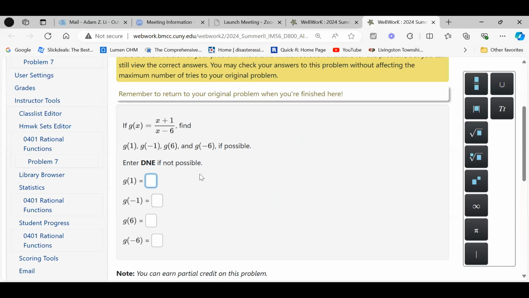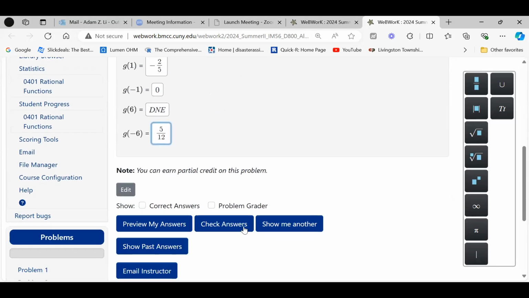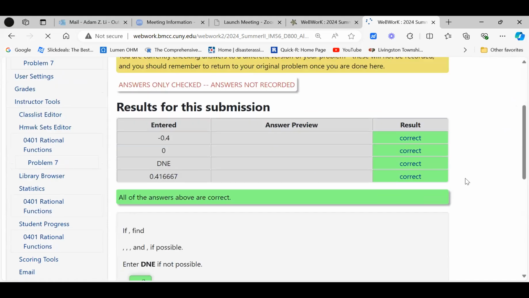For g of 1, you can just put in the answers. You just did it: negative 2 over 5. G of negative 1 will be 0. And g of 6 is undefined, which is DNE, does not exist. And last one, g of negative 6 will be 5 over 12. Okay. And then we can check the answers.